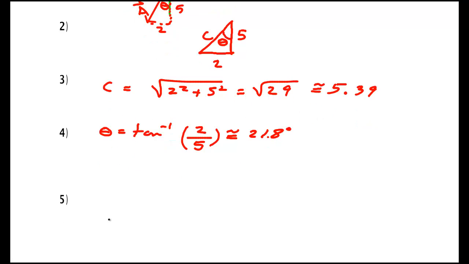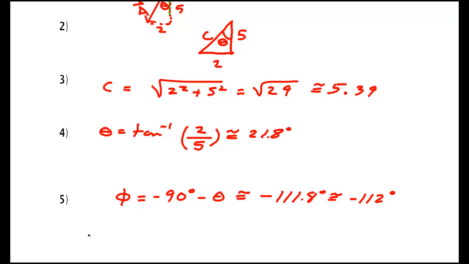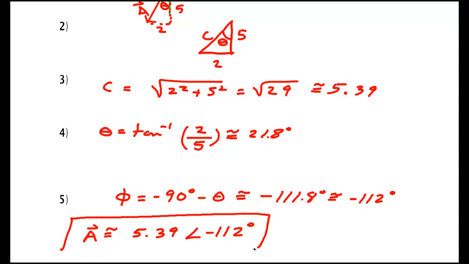So the angle, if I was trying to write this, call this phi, would be minus 90 degrees minus theta, which would be minus 111.8 degrees, or to 3 sig figs, minus 112 degrees. So my vector A is approximately 5.39 at an angle of minus 112 degrees. And that's in polar form.